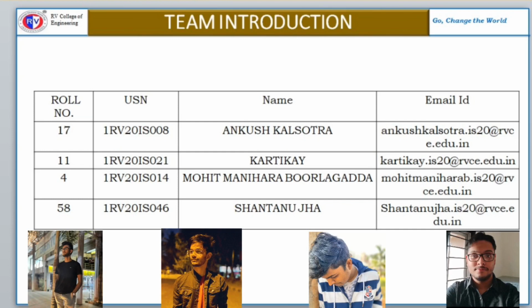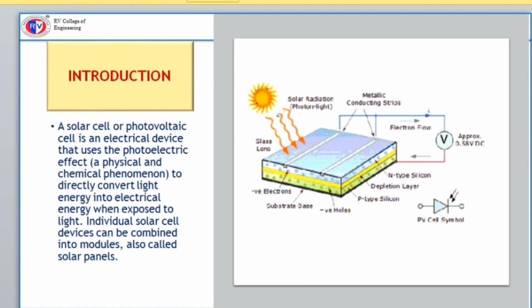So now let us begin with the introduction part. Before knowing what is the need of CNTs in solar cell, we must know what are solar cells and CNTs. A solar cell or a photovoltaic cell is an electrical device that converts the energy of light directly into electricity by the photovoltaic effect, which is a physical and a chemical phenomenon.